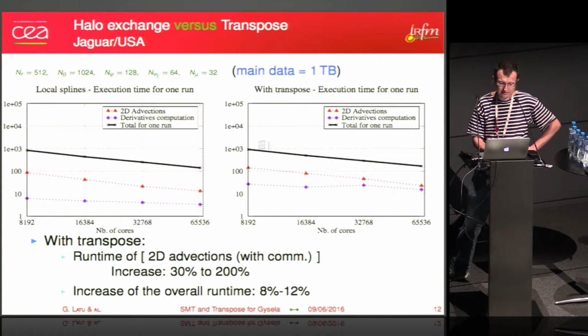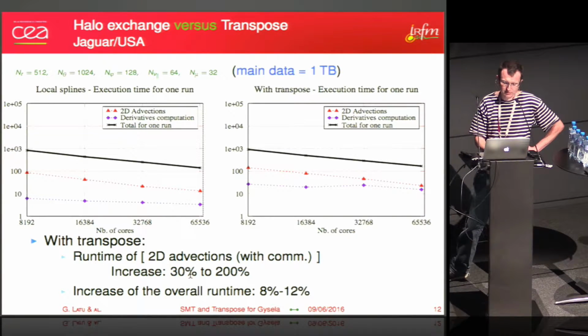But on the total time, it's not negligible, but not a very high overhead. So on the 2D advection with the communication included, we have an increase between 30% and 200%. But on the overall runtime, we have only, let's say, 10% of increase.